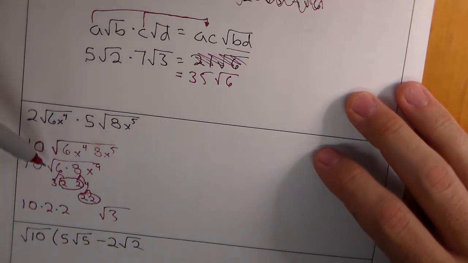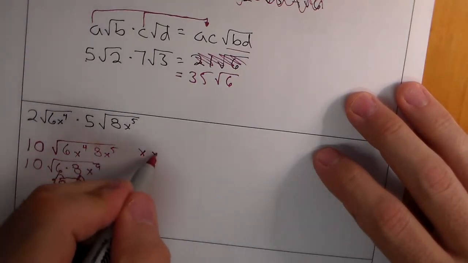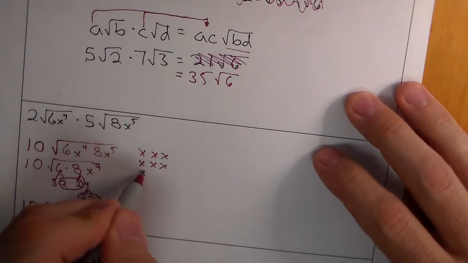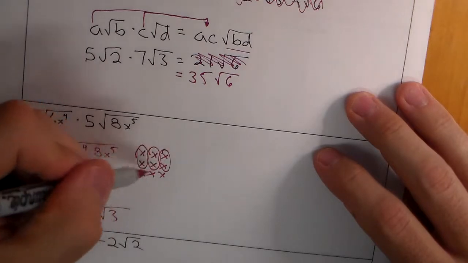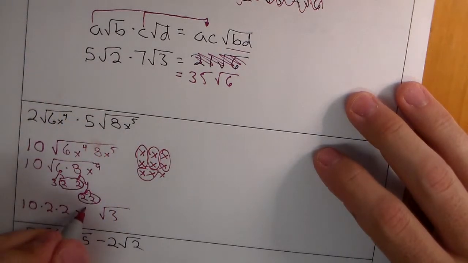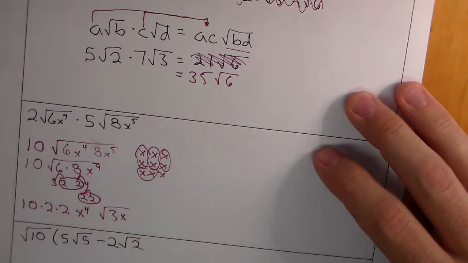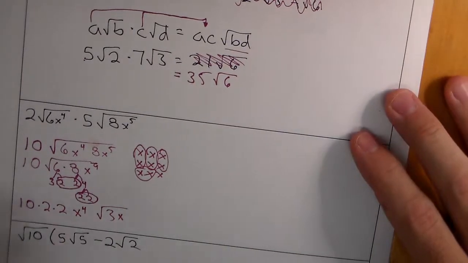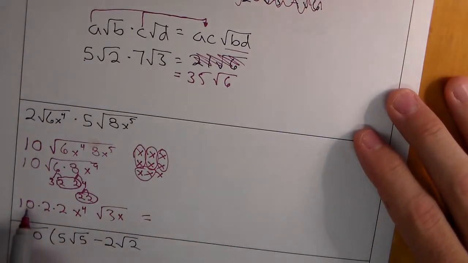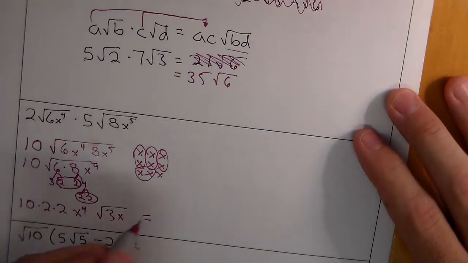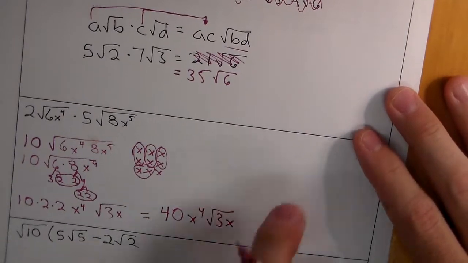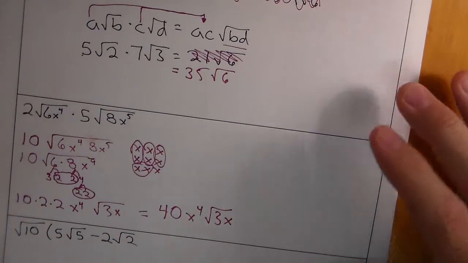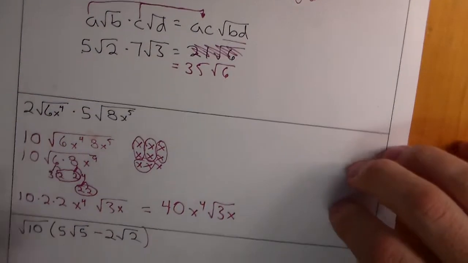X to the 9th in a square root, if I have 9 x's, and I'm looking for sets of 2, I can make 4 of them, so that's x to the 4th, 1 x left inside. The last thing we do is put it all together. We have 10, 2 and 2 gives me 40, x to the 4th, square root of 3x. Important thing there is combine them to one radical, then simplify the radical.